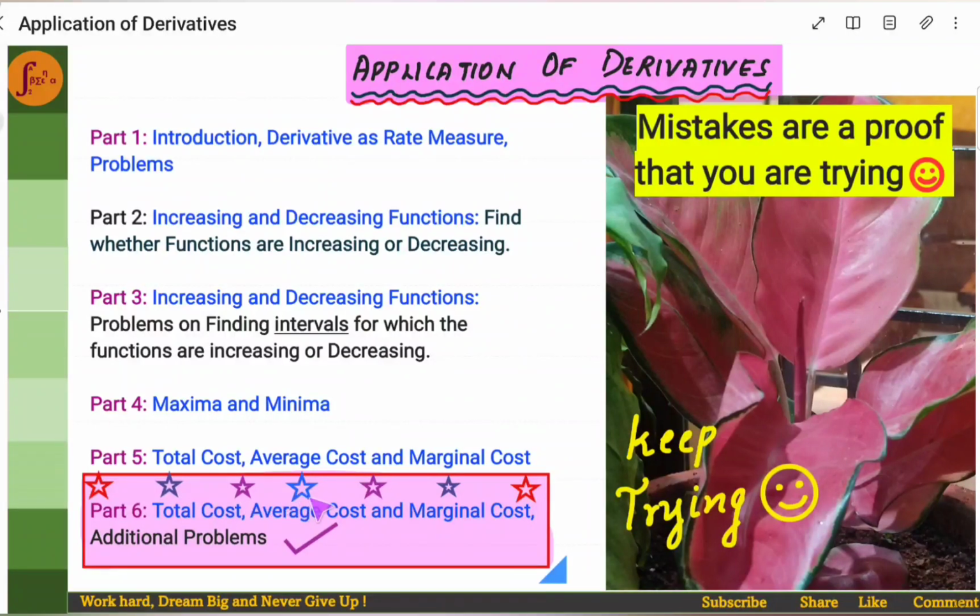Hi everyone. In the last video, we went through concepts on cost, revenue, marginal cost and marginal revenue. In this video, we'll go through a few more problems related to them.